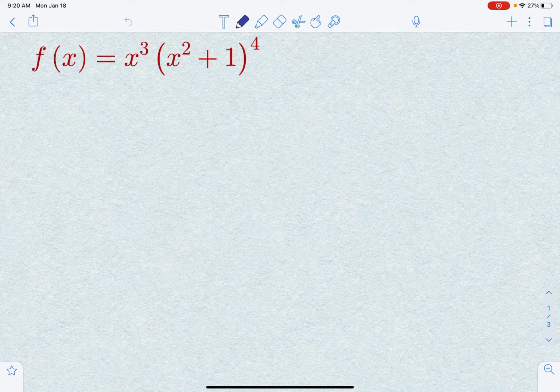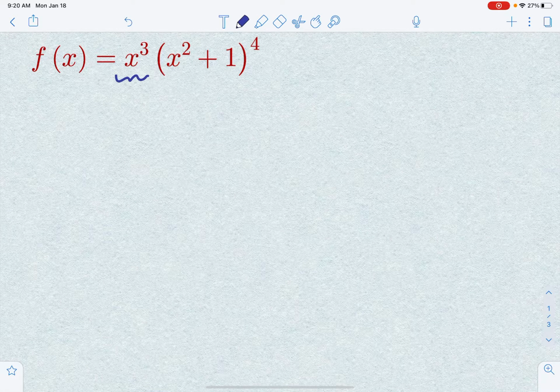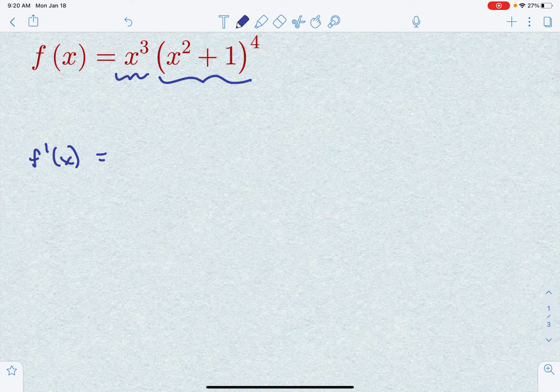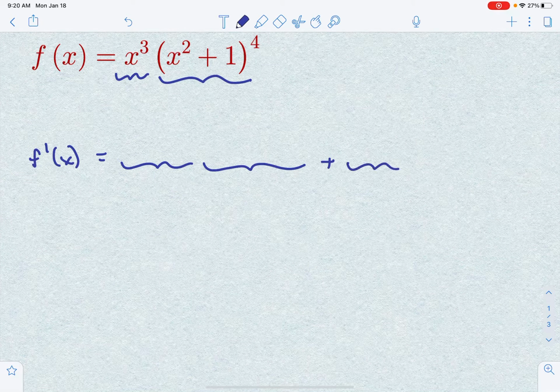You notice that on the surface, this is a product. We have this part and we have this part. And now that we've seen the chain rule, we can actually take the derivative of each piece. And remember, the product rule says put each piece together. So the derivative of this function is going to be something times something plus something times something. I know, it's very, very profound.